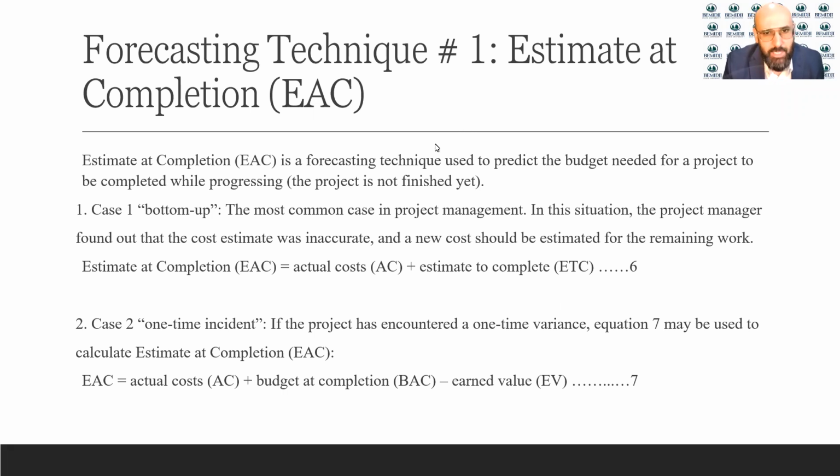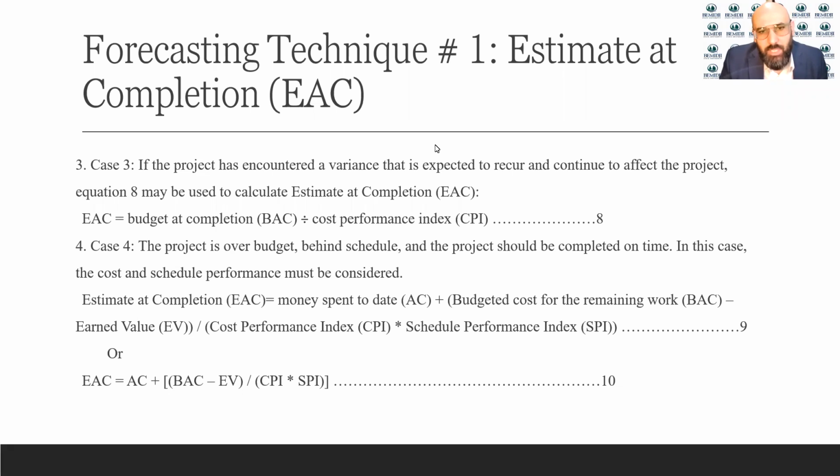All right, now for case number 3, if the project encountered a variance that is expected to reoccur and continue to affect the project. For example, you've been working on a project where you can't find workers, and the labor costs will increase because they're not available. And this is happening again and again. In this case, we have to do the EAC, the estimate at completion, by using the budget at completion divided by the cost performance index. And this way you can come up with a new budget for your project.